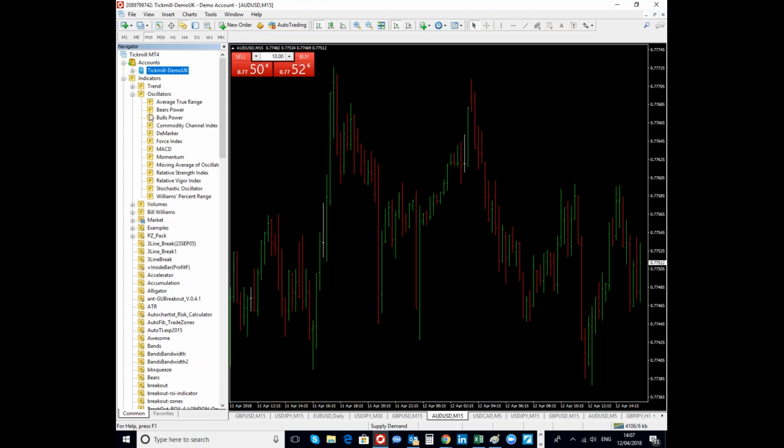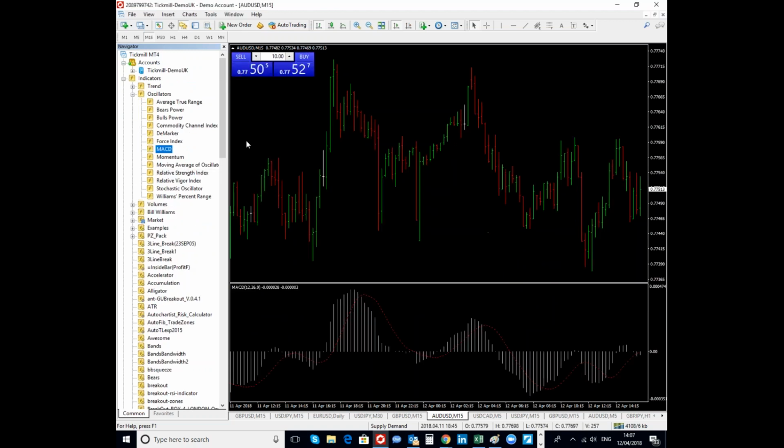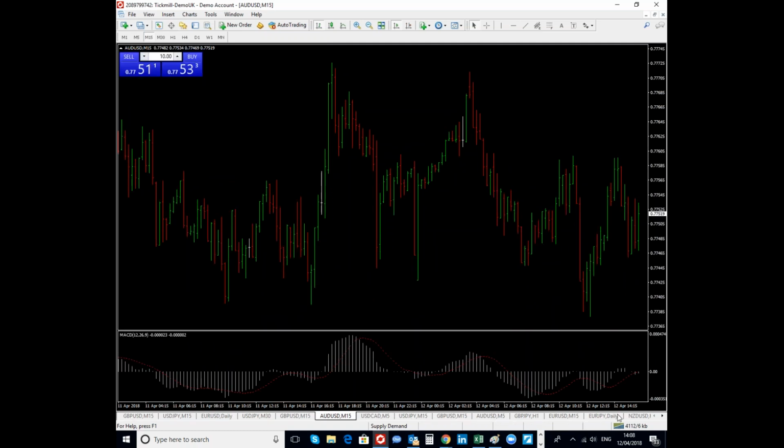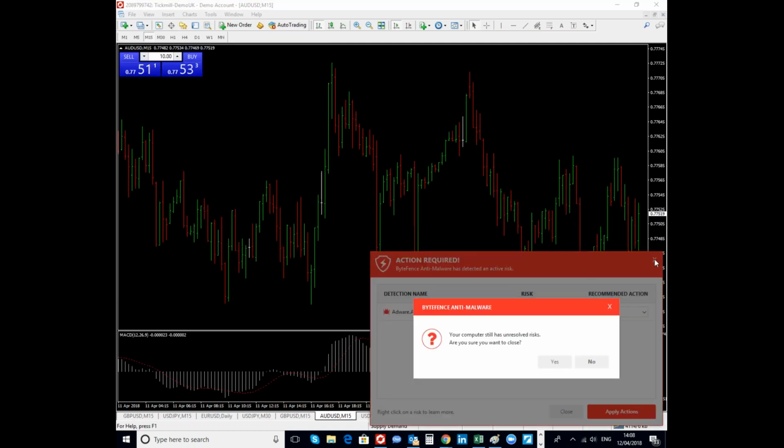Like oscillators, for example, right? So MACD. I don't like a MACD. Some people do, but all oscillators are the same. I'm just taking a MACD. How does the MACD come about?